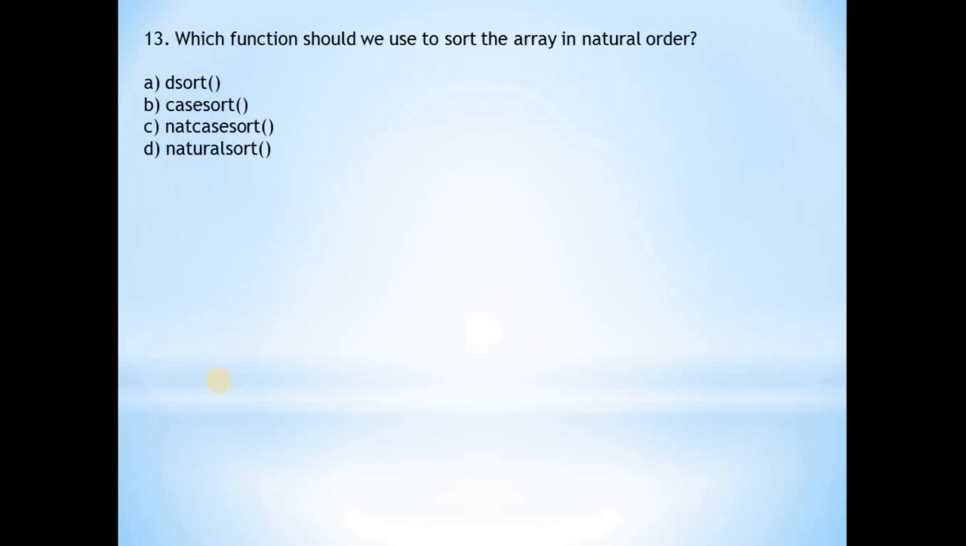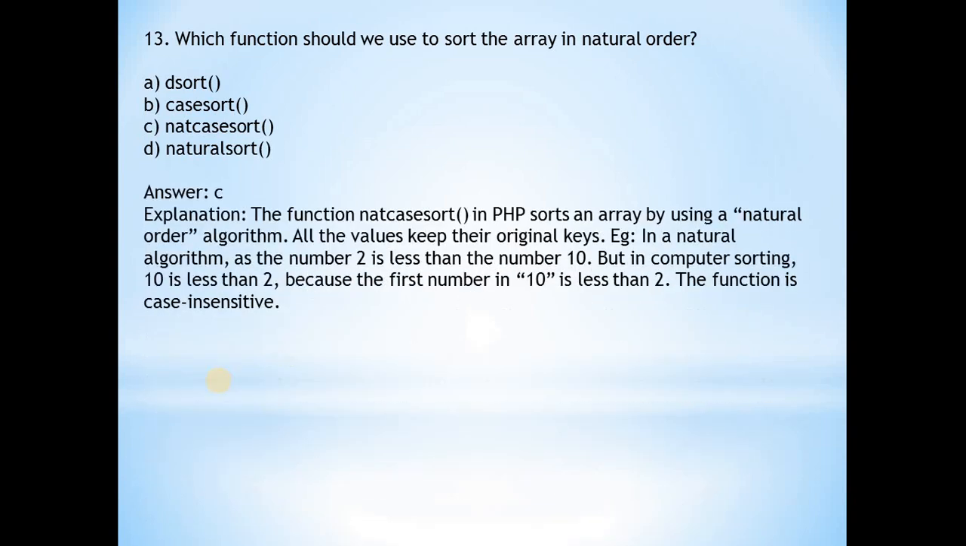which function should we use to sort the array in natural order? Answer is C, natcasesort. Natcasesort function in PHP sorts the array by using natural order algorithm. All the values keep their original keys.